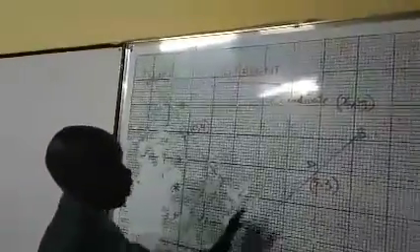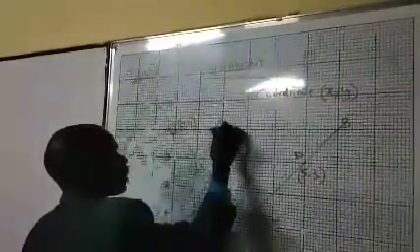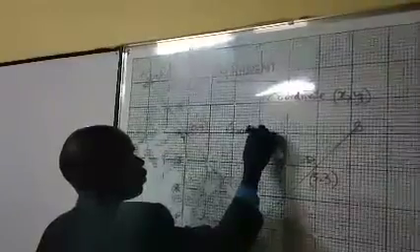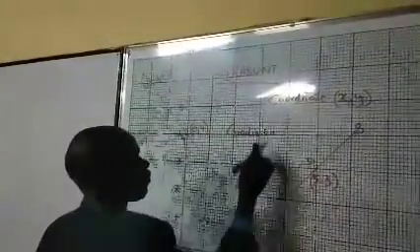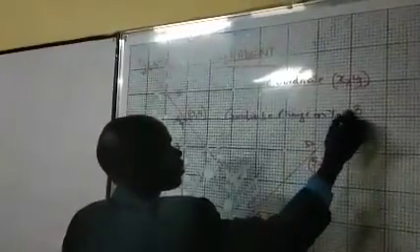And therefore, if we want the gradient of a line, then you need to find the change in the y-axis over the change in the x-axis. And therefore, when you talk about gradient, which is the basic of this topic, it is the change in y-axis over change in x-axis.